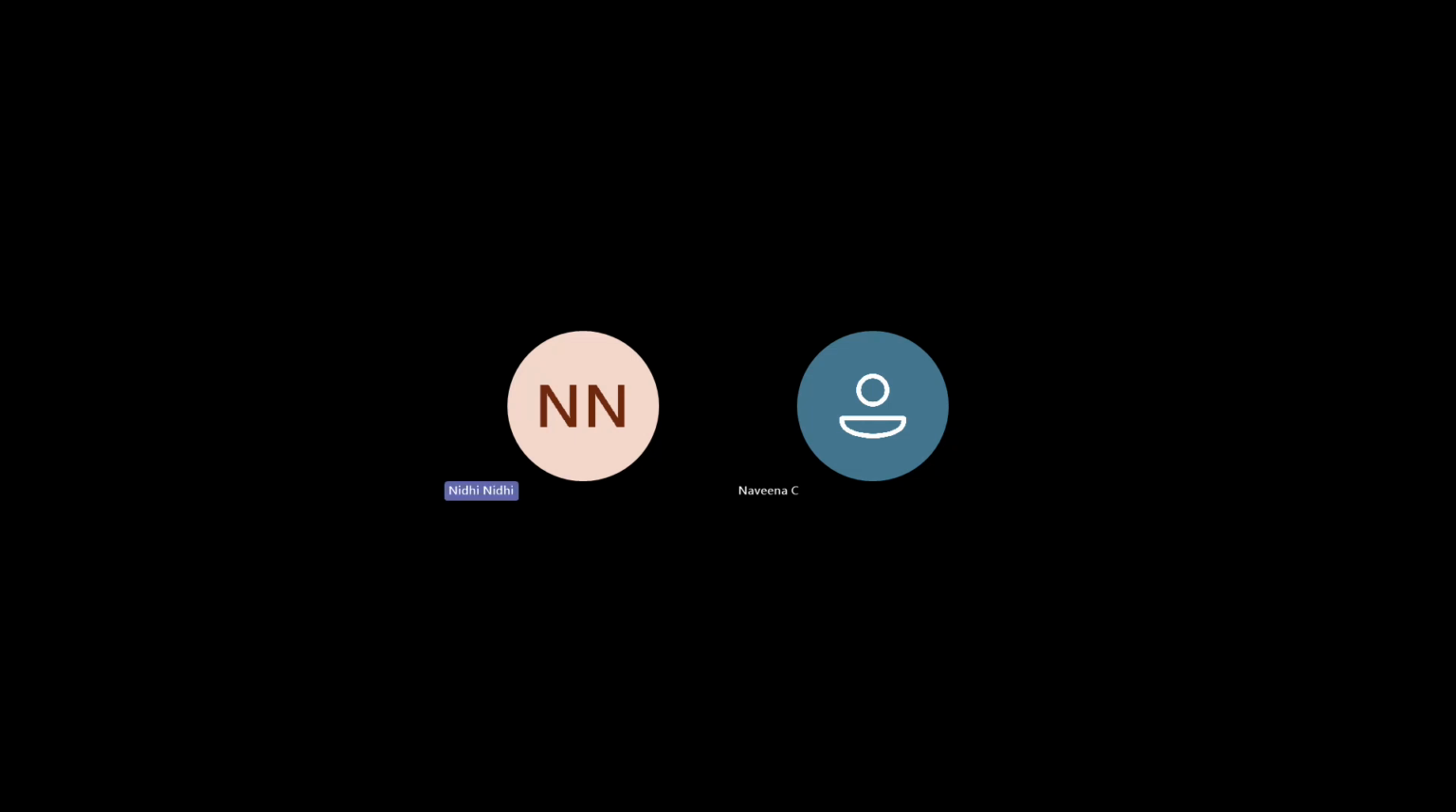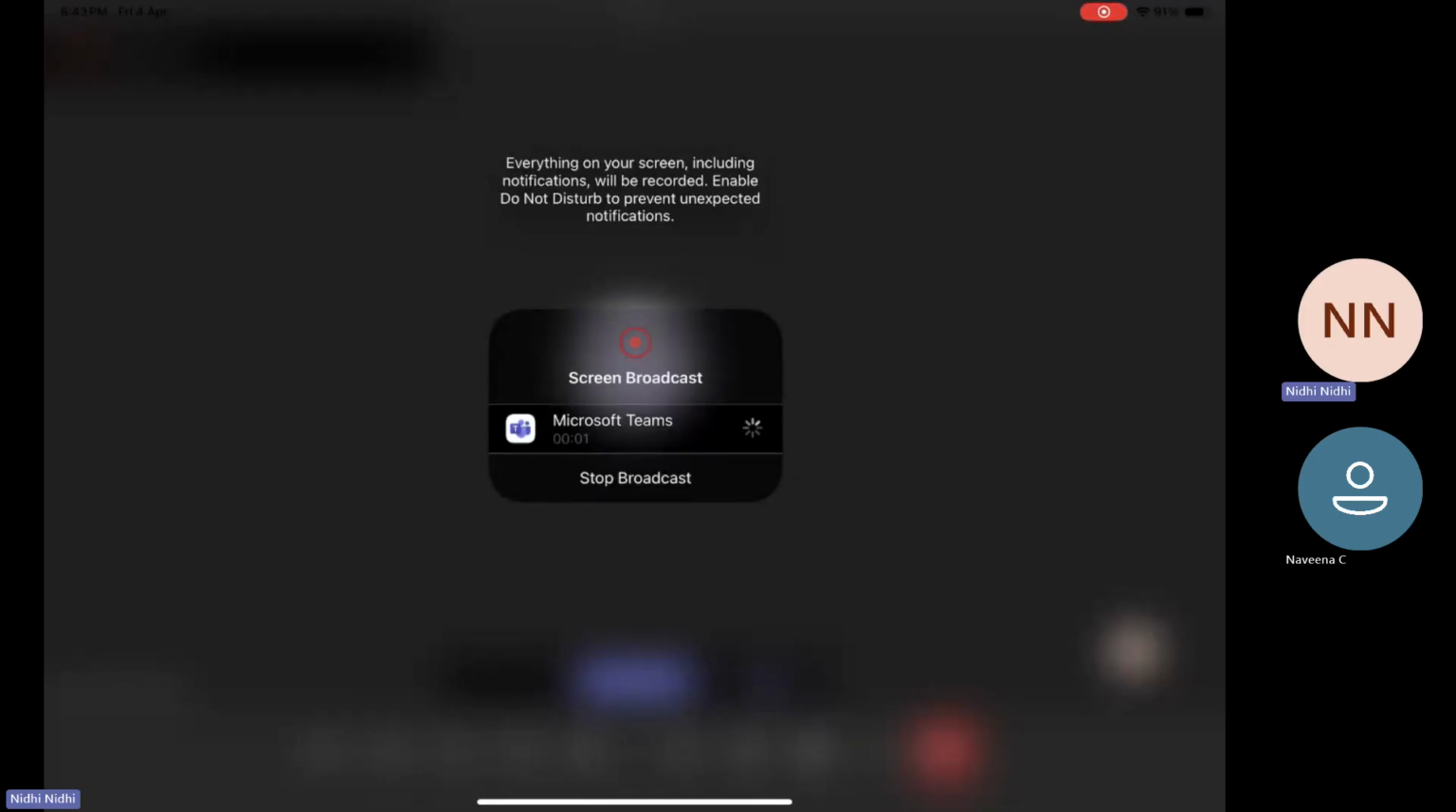I think my screen is disconnected. I hope it is visible now.